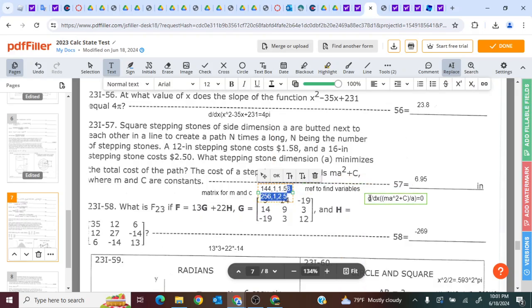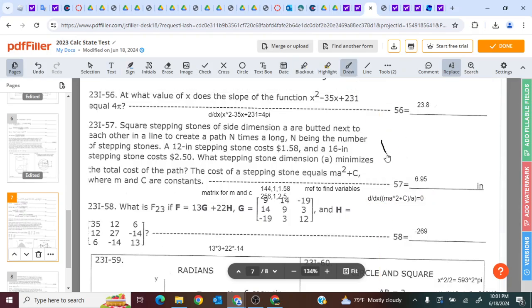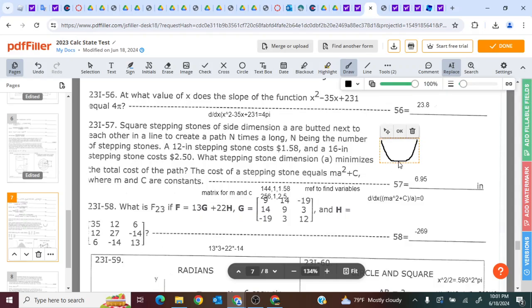Now you have your equation. So now you need to figure out what the minimum cost per distance is, because that will minimize the total cost of the path. So you plug in your equation, and you have to divide it by how long it is, A, to figure out its cost per distance. And if you do that and set the derivative equal to 0, which will show you where the minimum is, you can imagine the cost like this. The derivative is 0 right here. So the point where the derivative is 0 represents the optimal length of the stepping stone. And if you do that, you will get 6.95.